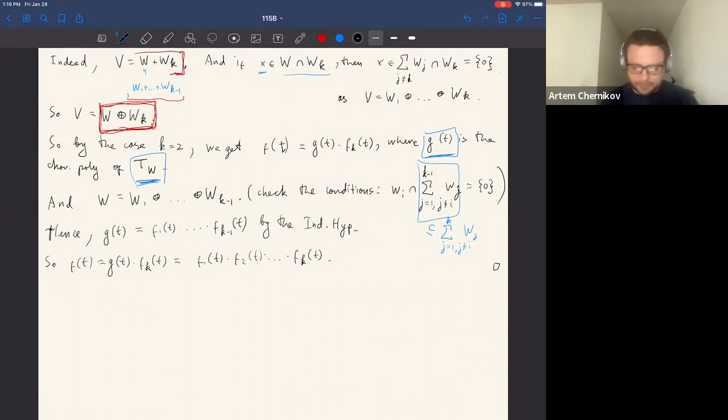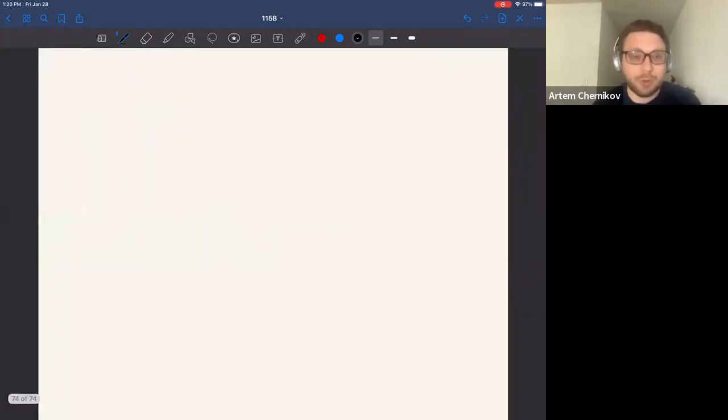Okay, so right. So this tells us the theorem, right? So that we can calculate the characteristic polynomial as a product of the characteristic polynomials of the restrictions of T to a bunch of T invariant subspaces like this. So we can get immediately a corollary for diagonalizable operators. So let's switch to a new page.